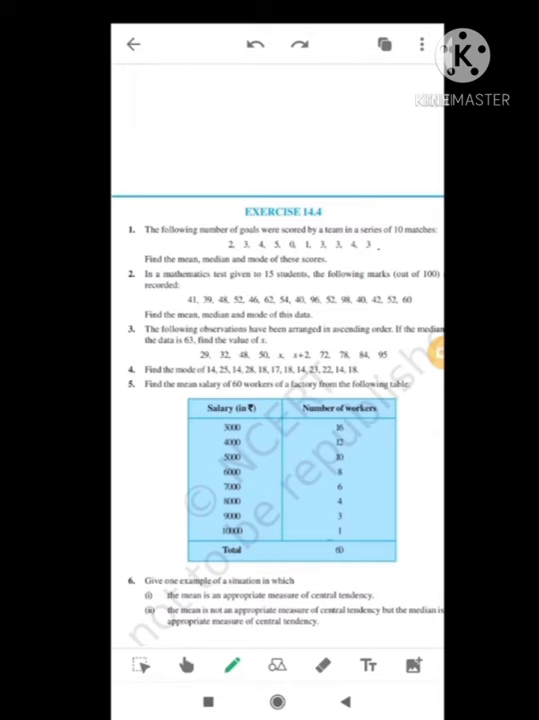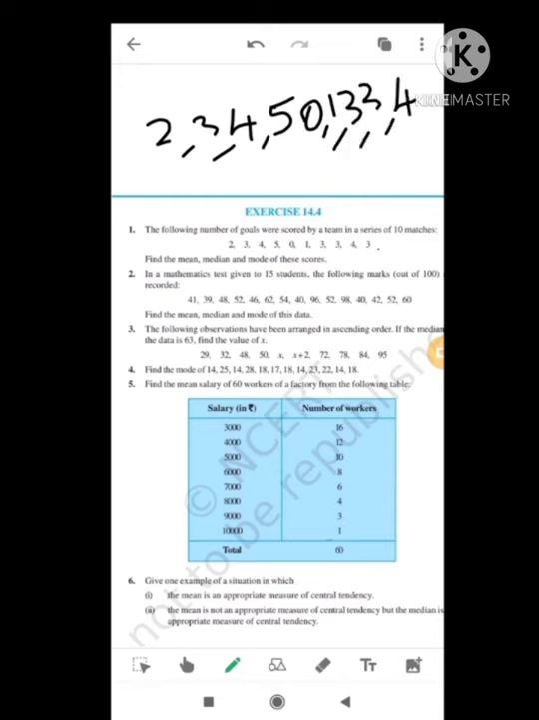So the given data is 2, 3, 4, 5, 0, 1, 3, 3, 4, 3. In this given data, first we need to arrange it in ascending order. Next, we have to find the mean of this data, and then the median and mode. This mean, median, mode, I already informed you, are measures of central tendency.